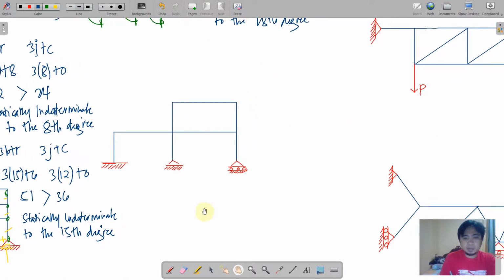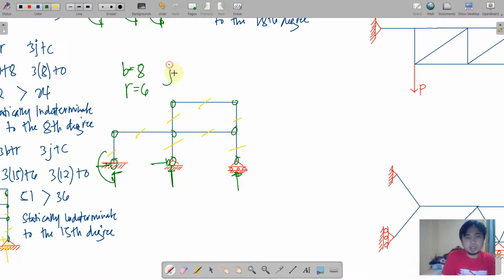So another frame. So we'll just have to count the number of bars first. 3, 4, 5, 6, 7, 8. So b here is 8. Okay, for the reaction, we have 3 for the fixed, 2 for the hinge, 1 for the roller. So all in all, we have a count of 3, 5 plus 1, that is 6. 6 counts of reaction. And for the joints, 1, 2, 3, 4, 5, 6, 7, 8. So there are 8 joints here.